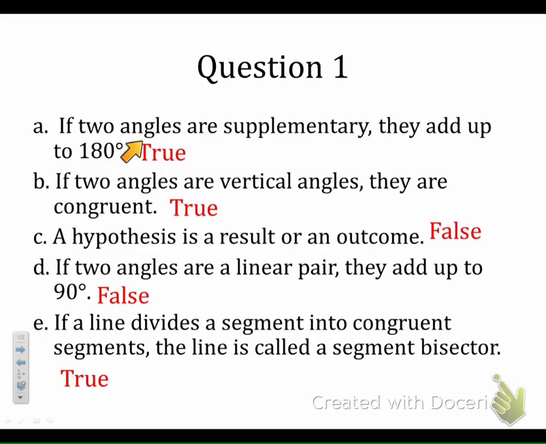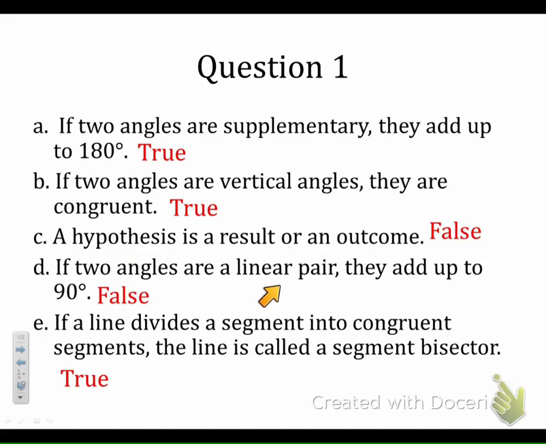So first one, if two angles are supplementary, they add up to 180. I think everybody had a true for that. Supplementary does mean 180. If two angles are vertical angles, they are congruent. That's a true. A hypothesis is a result or an outcome. That one was the tricky one. A hypothesis is the condition. It was the conclusion that's the result or the outcome. So that's why we needed the word conclusion.